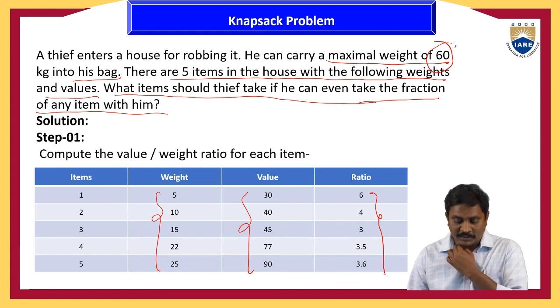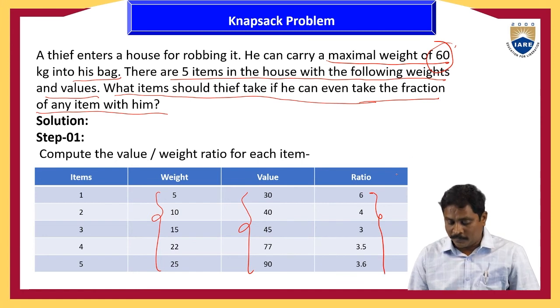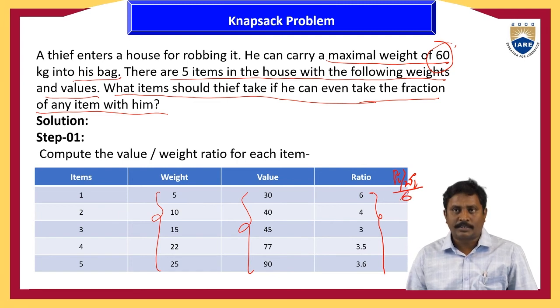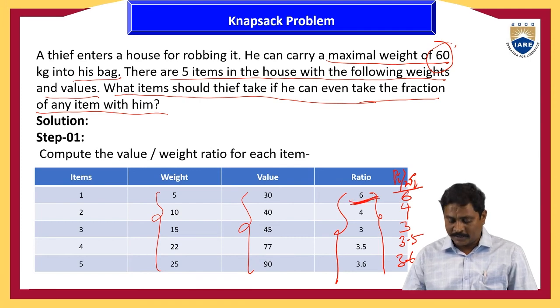So here first we find the Pi by Wi values. 30 by 5 value is 6. 40 by 10 value is 4. 45 by 15 value is 3. 77 by 22 value is 3.5. 90 by 25 value is 3.6. So we have calculated the values. Now first we insert the highest ratio value. The highest ratio value is 6.